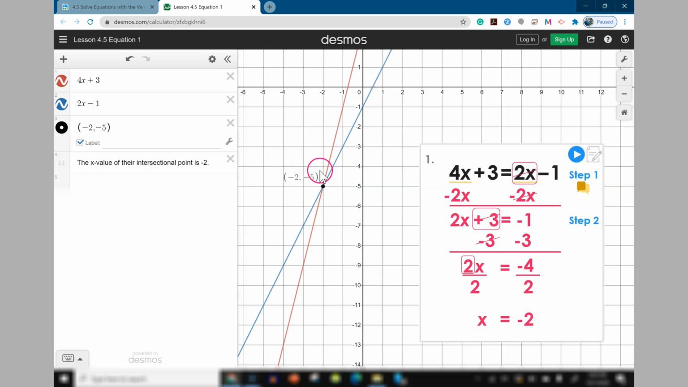This is an xy ordered pair. Negative 2 represents the distance along the x-axis, and negative 5 represents the location along the y-axis: negative 2, negative 5. This first value, negative 2, is the x value, so that shows us that these two expressions are equal when the value of x is negative 2. So we use the graph to check that x equals negative 2 is the solution to this equation.